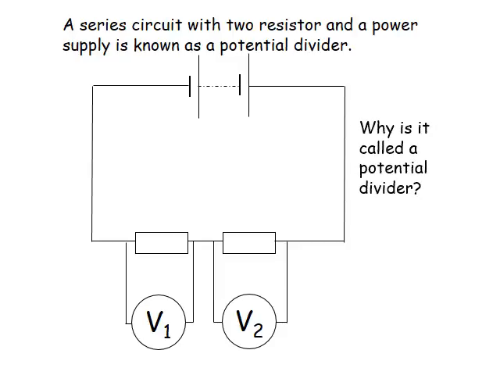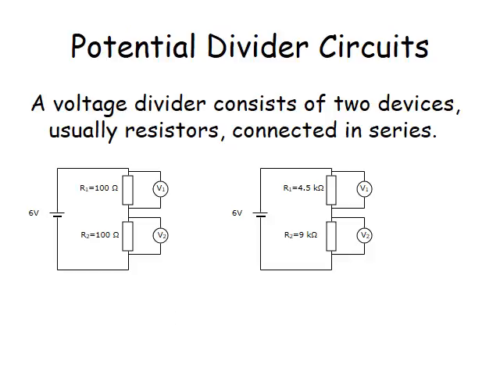So why is it called a potential divider? Well, potential, as we know, is voltage, and what you're doing is dividing the voltage. A voltage divider consists of two devices, usually resistors, connected in series. Those resistors can be standard resistors, rheostats, light-dependent resistors, or thermistors. So quite useful if you're developing circuitry for, say, ovens or home security systems. And they're always connected in series.